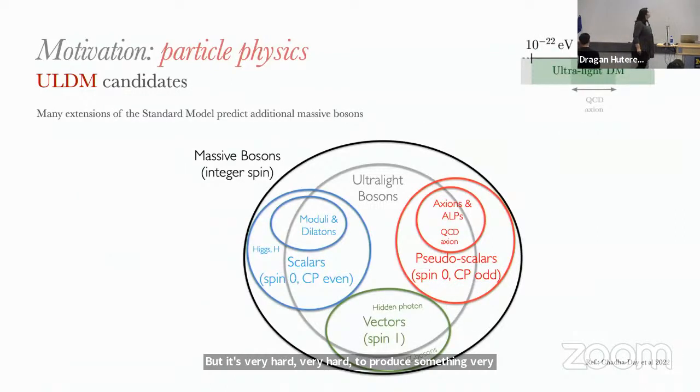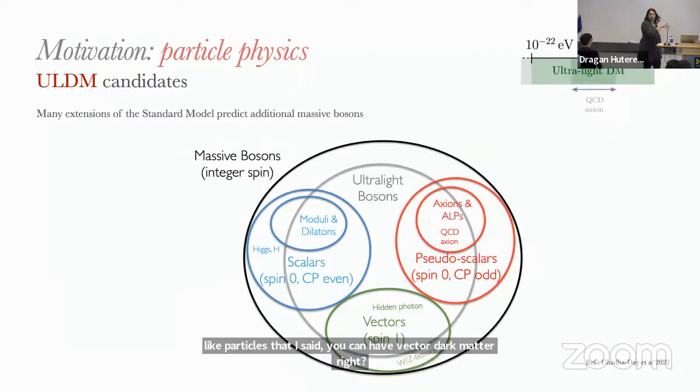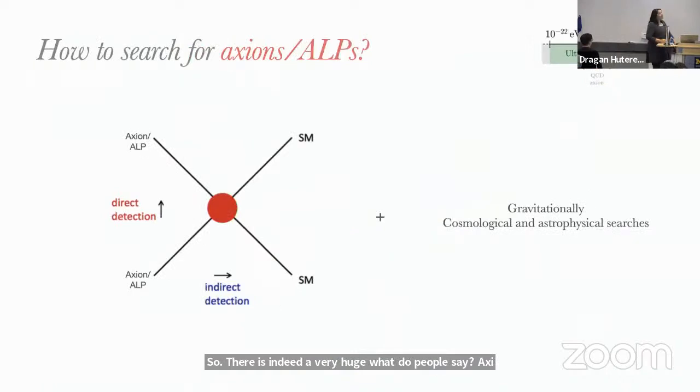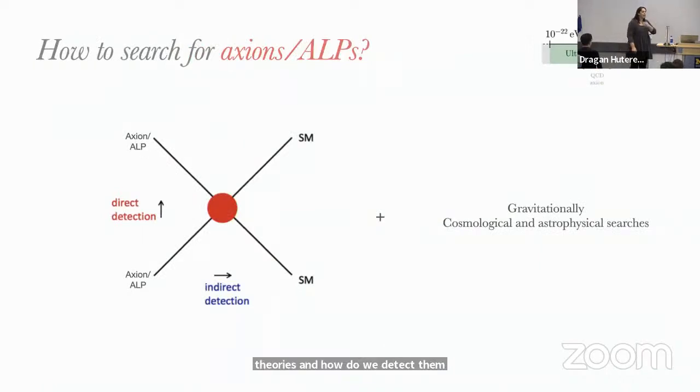Right. So for dark matter to be in this range, it can be many different things. It can be those axions and axion-like particles that I said. You can have vector dark matter, right? So you can have something that has spin one. And you can even have other stuff that appears in string theory here. So there is indeed a huge, what people call, axiverse or zoo of axion-like models that can appear in theories. And how do we detect them? How do we know that they're there? How do we know that they can be all the dark matter and explain all the evidence that we have?